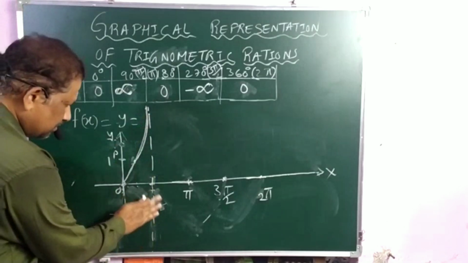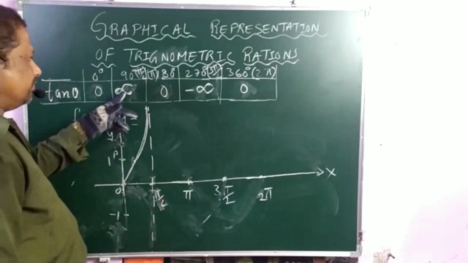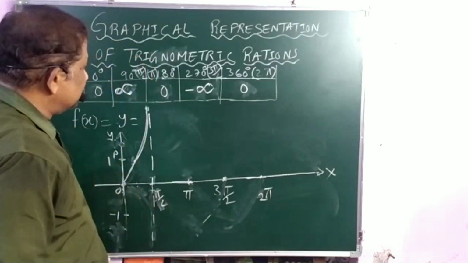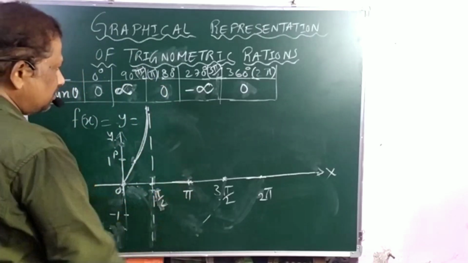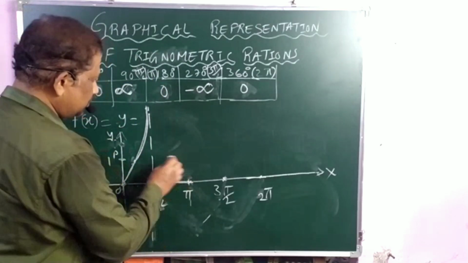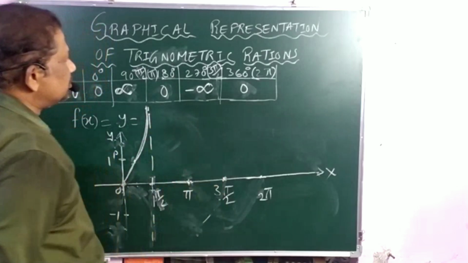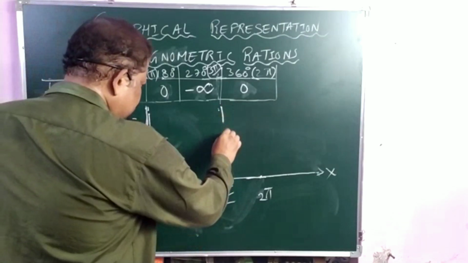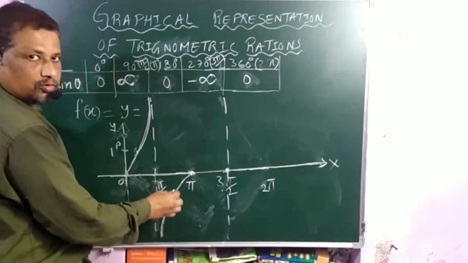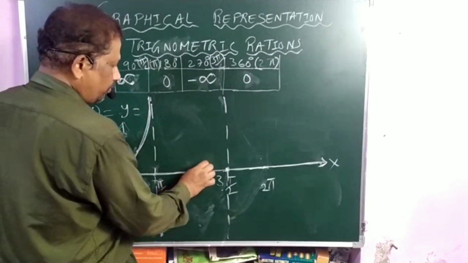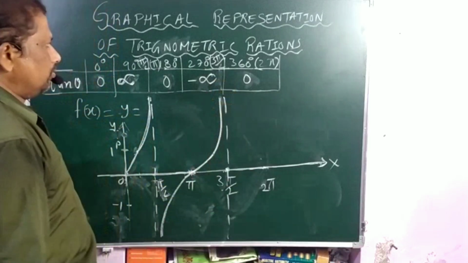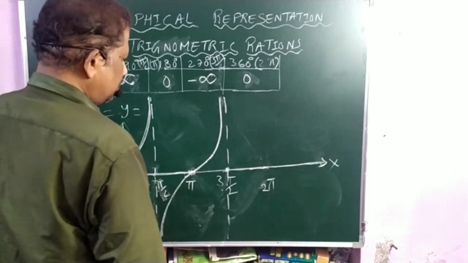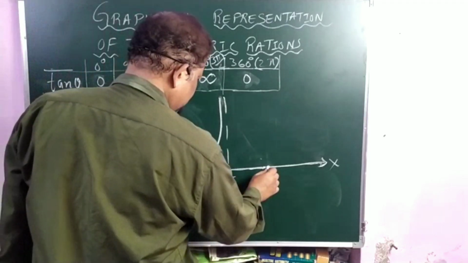Again here, at 90 degrees it is infinity. At 180 degrees it is 0. Next, at 270 degrees we get infinity again, so the curve goes like that. Again here also the same thing will come.